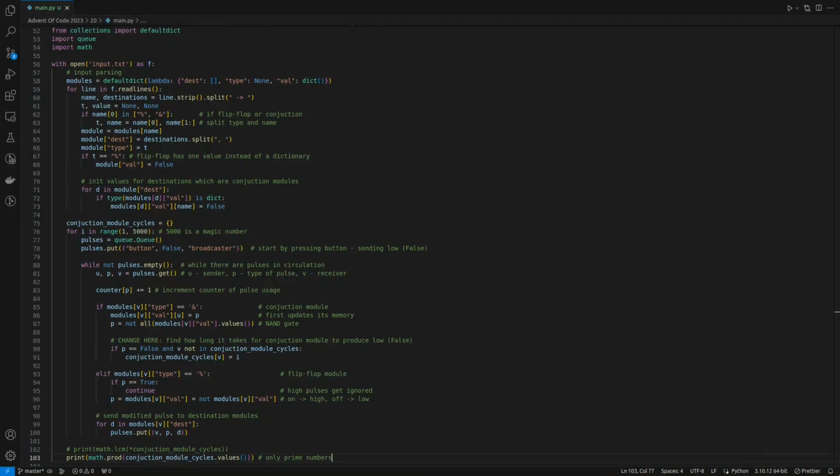I slightly modify the code from the first part. I run the simulation for a magic number of cycles, in my case 5000. That is enough to discover the lengths of cycles for each subgroup. Then I just calculate the least common multiple. Or I can just calculate the product, because the cycle lengths are prime numbers.